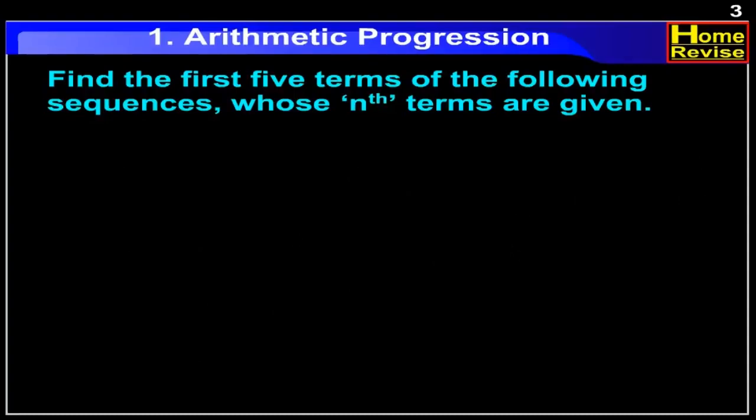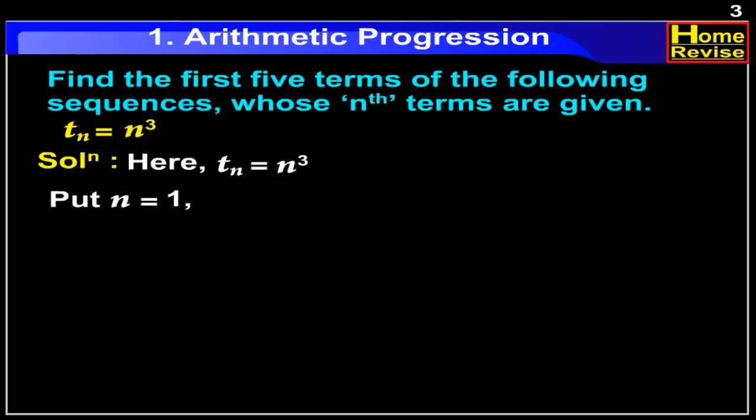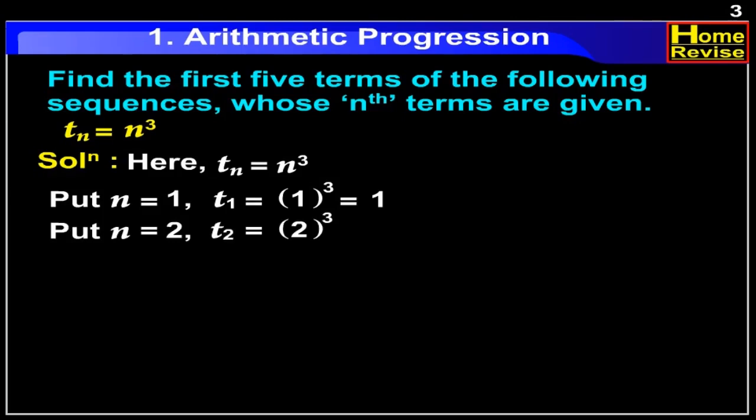Find the first 5 terms of the following sequences whose nth terms are given. Tn is equal to n cube. Here it's given that Tn is equal to n cube. For n is equal to 1, T1 is equal to 1 cube, which is equal to 1. For n is equal to 2, T2 is equal to 2 cube, which is equal to 8.